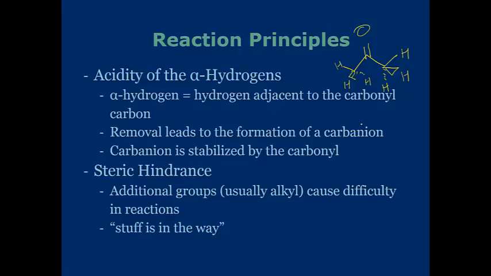Steric hindrance basically states that additional groups, generally alkyl, will cause difficulty in reactions, so there's going to be stuff in the way. An example of this would be if I were to look at these two structures. Comparing this structure to a much bigger structure with a lot of functional groups, for example like so, is going to make it very difficult for reactions to occur at the carbonyl. As you can see, there is a clearer path going straight into the carbonyl here. However, because of this bulky functional group, it's going to be much harder to get to the carbonyl. Think of steric hindrance as simply saying that there's stuff in the way that stops the reaction from occurring.